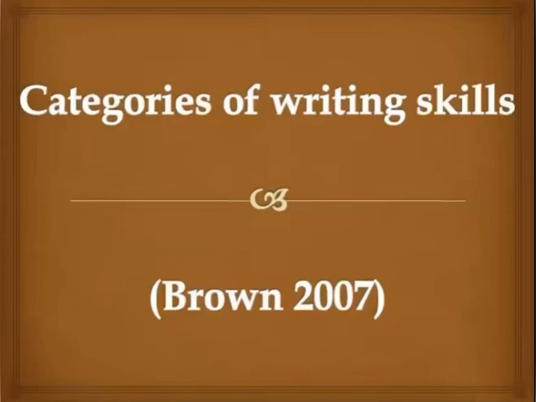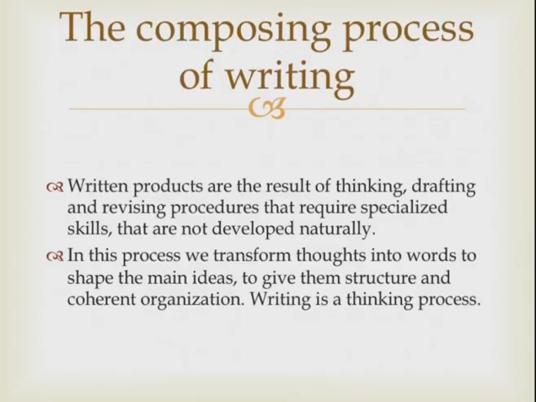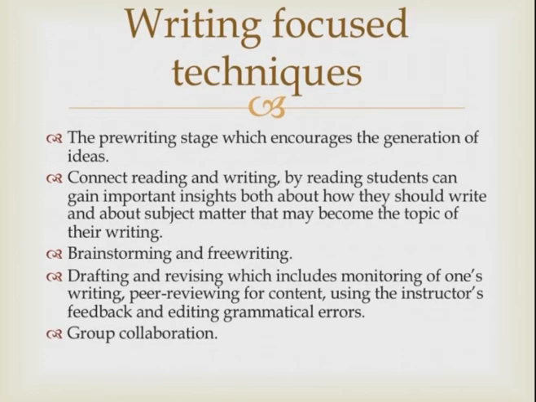Categories of Writing Skills by Brown. Writing products are the result of thinking, drafting, and revising procedures that require specialized skills. In this process, we transform thoughts into words to shape the main ideas, to give them structure and coherent organization. Writing is a thinking process.